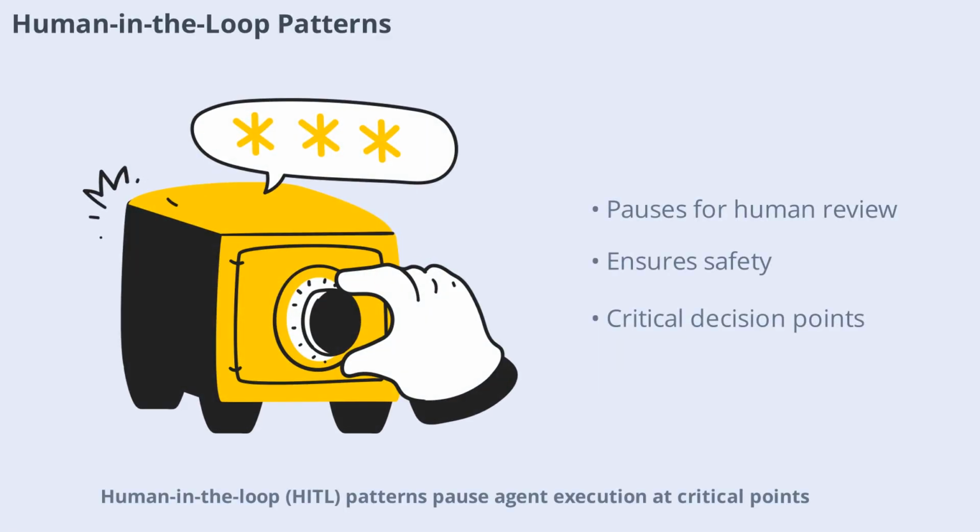Human-in-the-loop (HITL) patterns pause agent execution at critical points, such as sending emails, approving transactions, or executing sensitive code. The agent saves its state and notifies a human operator who can approve, modify, or reject the action. Once the human responds, the agent resumes its workflow. This approach ensures oversight and safety in high-stakes scenarios.